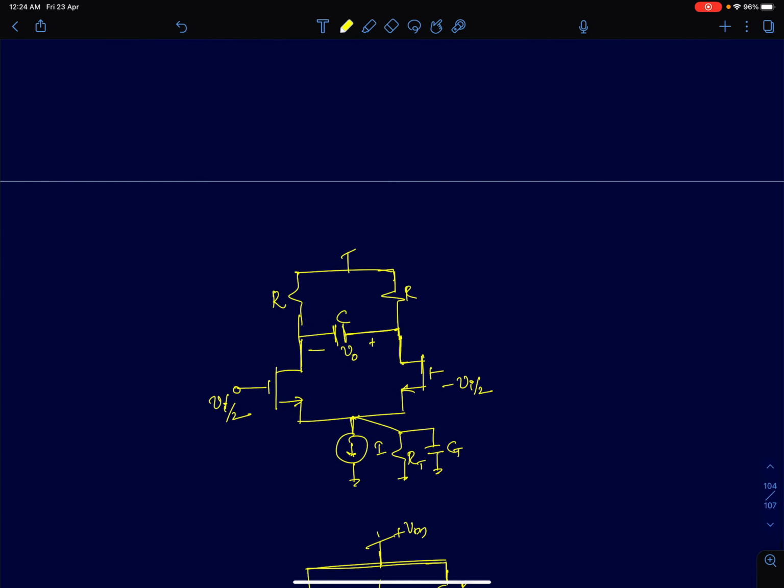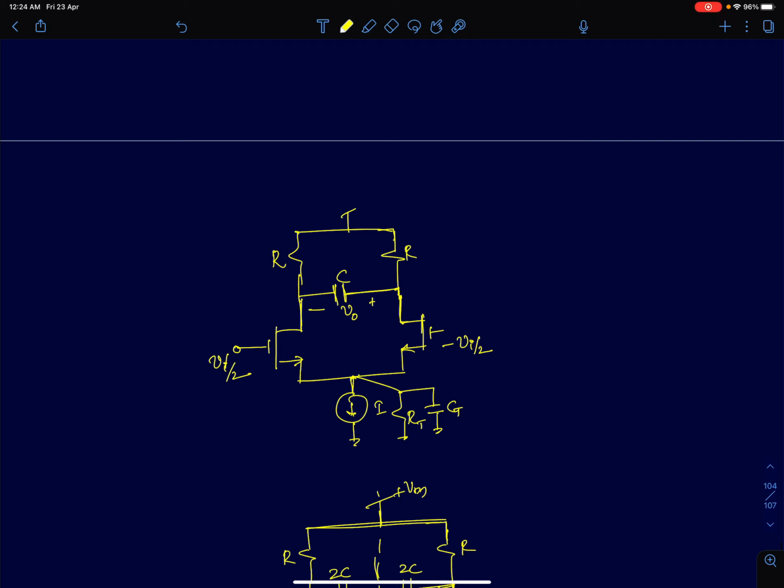Now finally, I am going to analyze another circuit wherein the capacitance C is not at the output terminal, but now it's going to be between the two terminals. So this is called a differential capacitance. It's a capacitance between these two nodes. So we don't have a capacitance to ground, but rather a differential capacitance between these two nodes.